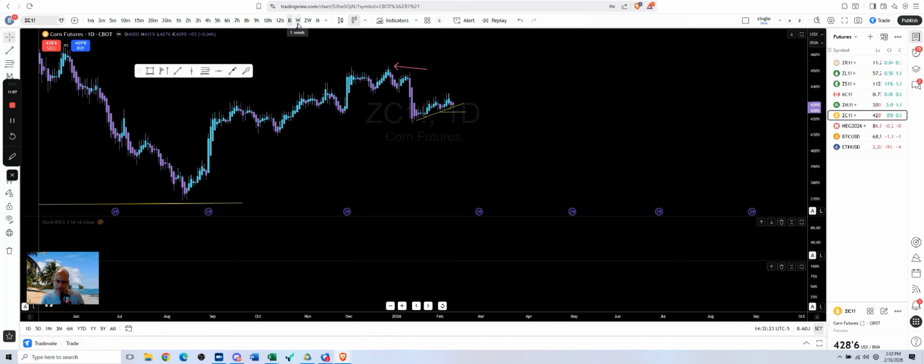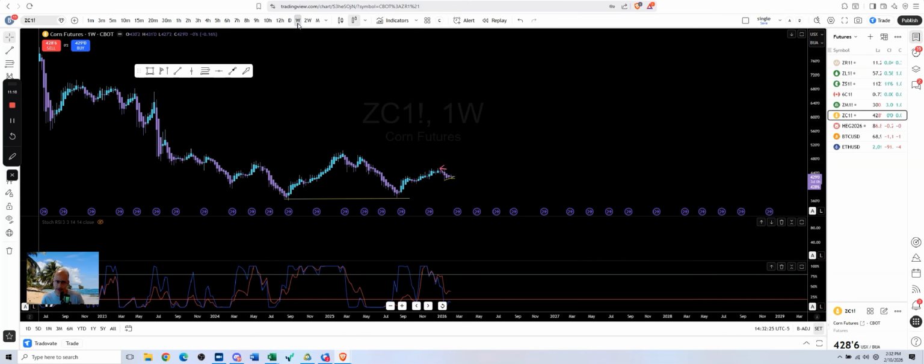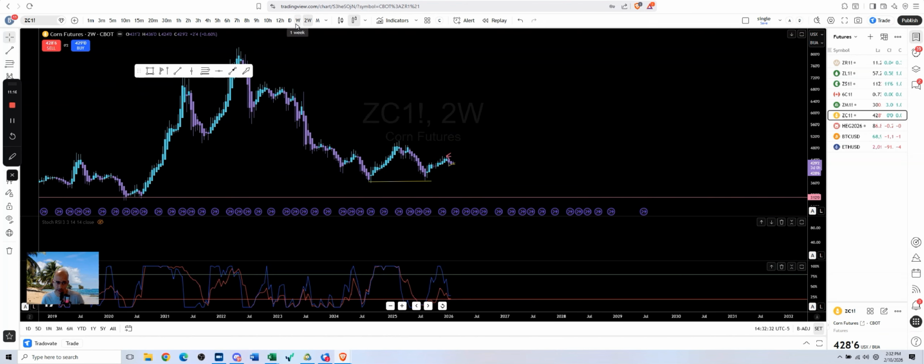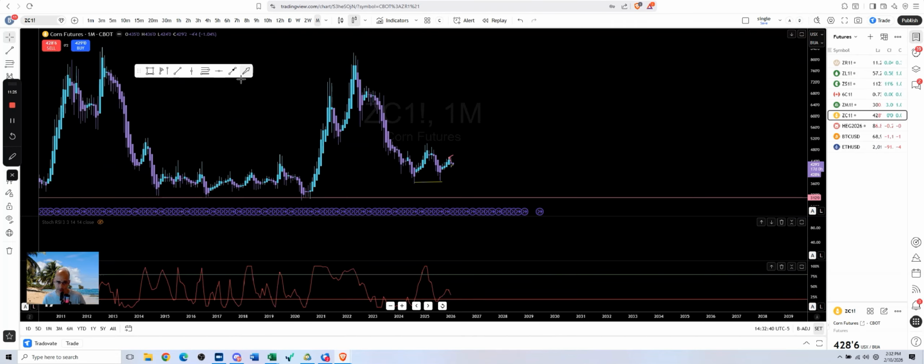All right, and corn's been a mess. I actually took a loss on this today. It's been a really frustrating market, but essentially, if you go out to the higher time frame, you look at the weekly chart, we have this double bottom that price has reacted off of, but we do have longer term lows well below that. If you go to the monthly chart, you can see several taps on this area down here, between 310 and 320, somewhere in there.